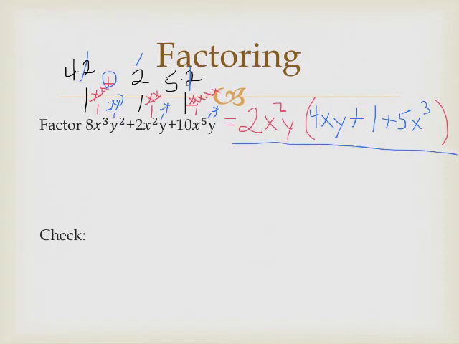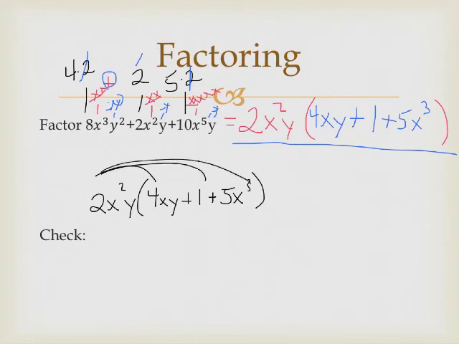Okay? And there's a lot of numbers flying around, so there's really only one way to find out, and that is to check it. So that is 2x squared times y. Is that going to ultimately give me my answer? Times 4xy plus 1 plus 5x cubed.